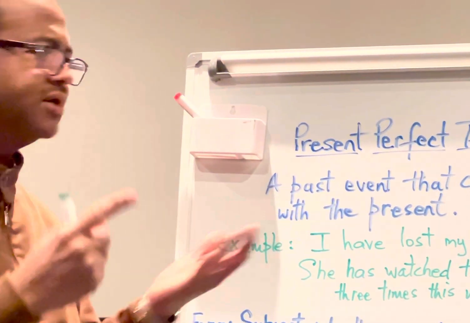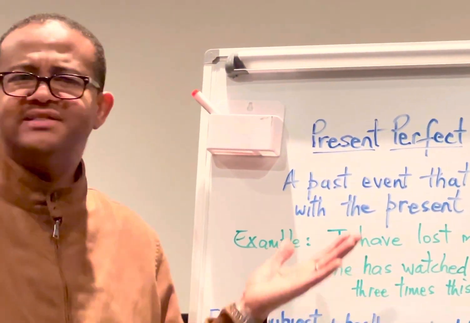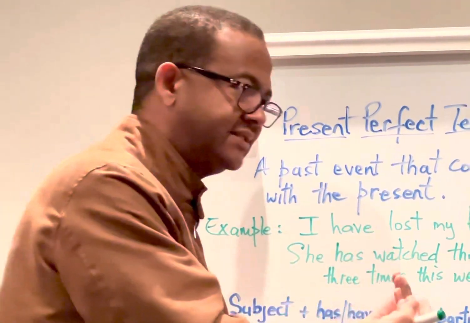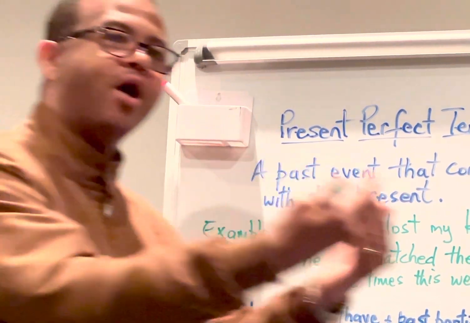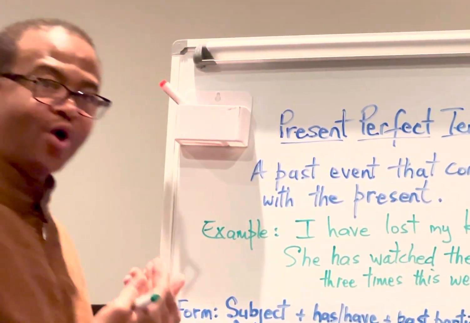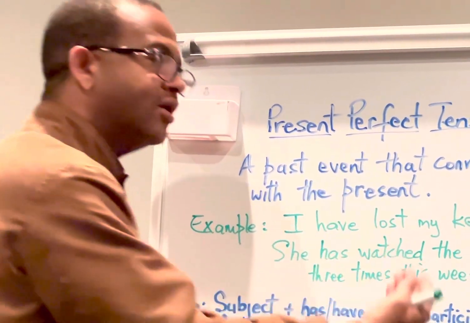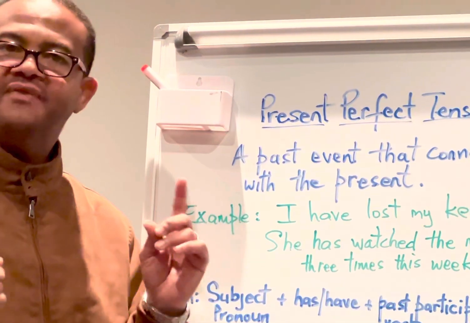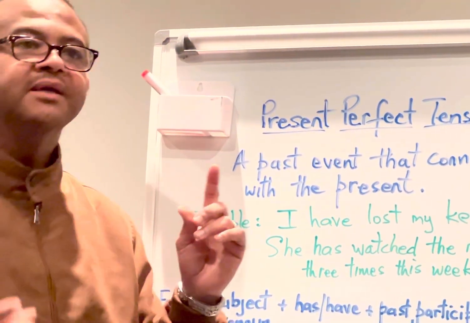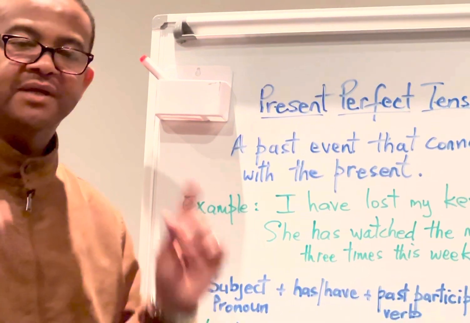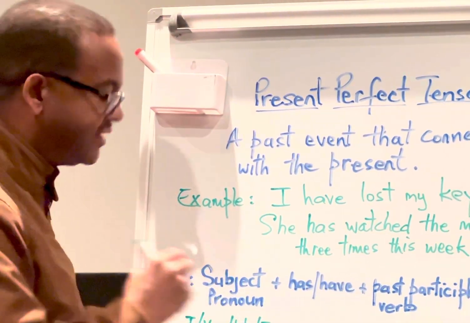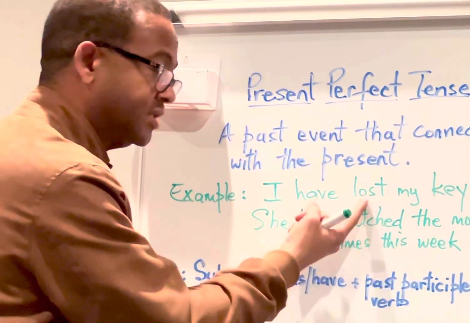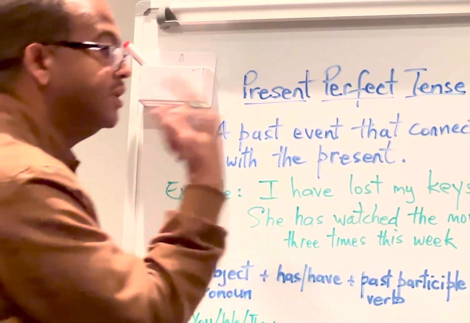Walked, talked, smiled. Easy, right? Present, walk, past tense, walked. Past participle, walked. Present, talk, past tense, talked. Past participle, talked. So the ed verbs are the same. Simple past ed, past participle ed, the same. The challenge is the irregular verbs, like lose, past tense, lost. The past participle is also lost.